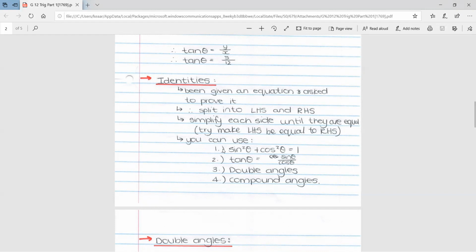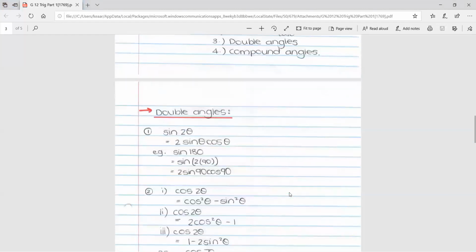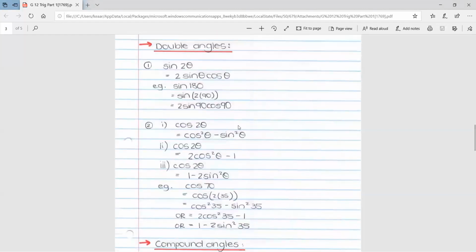The things you can use in your identities, just as a side note, you must remember that sine squared theta plus cos squared theta is equal to 1. Tan theta can be changed to sine theta over cos theta, your double angles and your compound angles. Now, before I go into an example of this, I just want to go through what double angles and compound angles are. So first, our double angles.